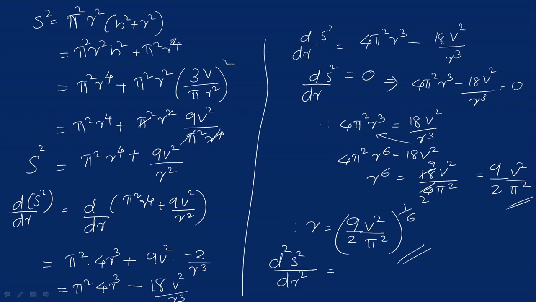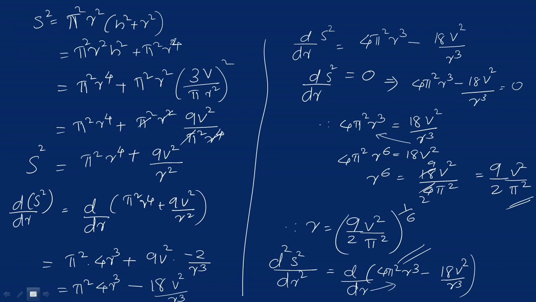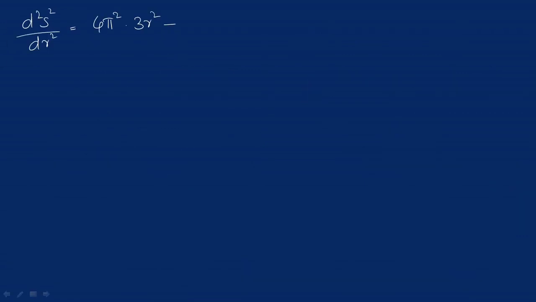Now moving to the second derivative, that is d²(s²) by dr², that is d by dr of d by dr of s², that is d by dr of (4π²r³ minus 18v² by r³). So d by dr of 4π²r³ is 4π² into 3r², minus 18v² into d by dr of r⁻³, that is minus 3r⁻⁴. So we have 4 into 3, that is 12π²r², plus 54, since 18 into 3 is 54, minus times minus is plus, so plus 54v² by r⁴.